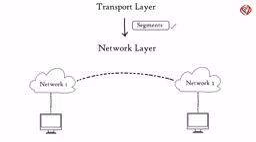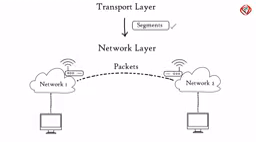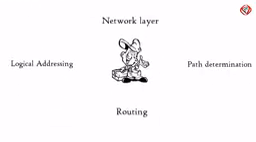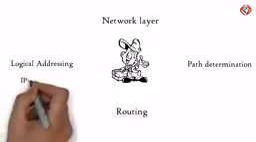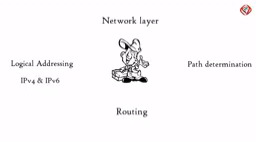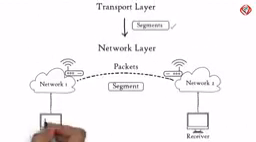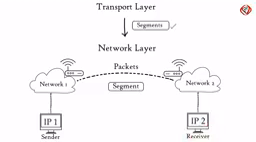Data units in the network layer are called packets. It is the layer where routers reside. The function of network layer are logical addressing, routing and path determination. IP addressing done in network layer is called logical addressing. Every computer in a network has a unique IP address.